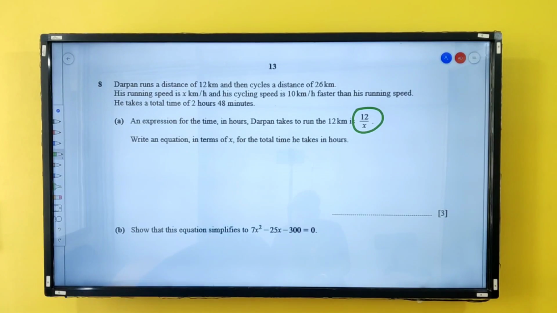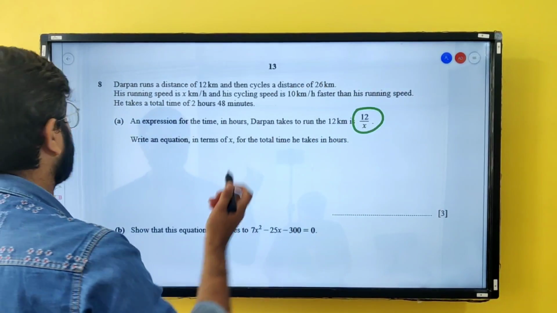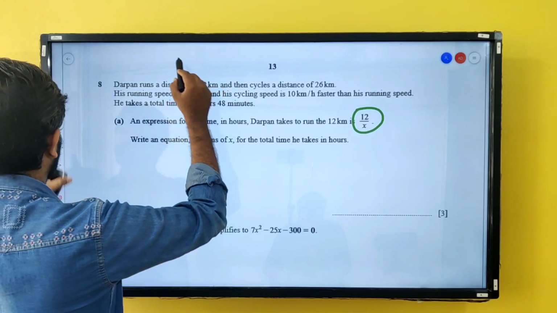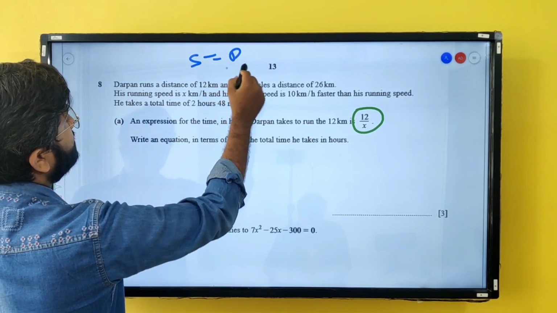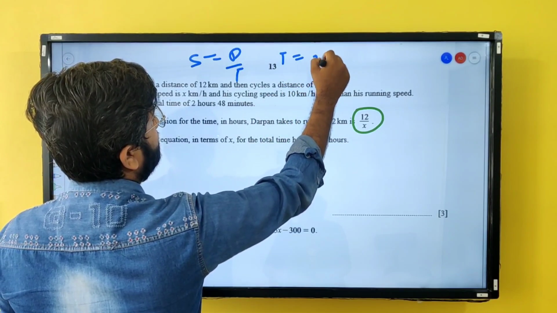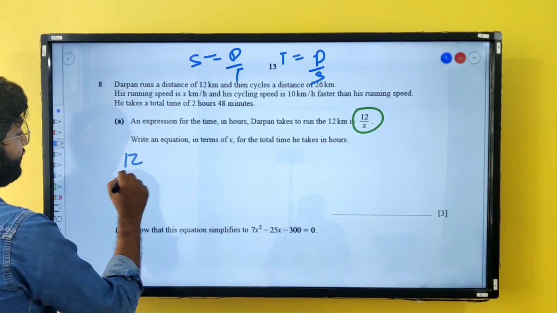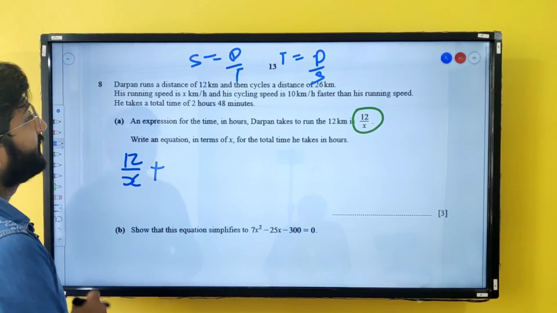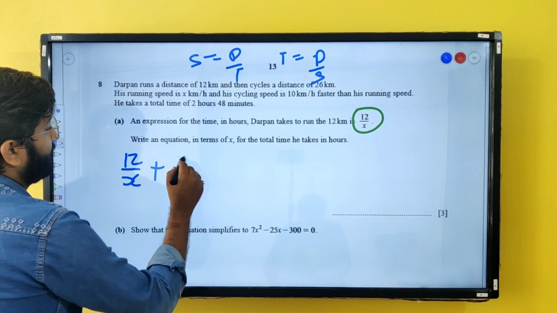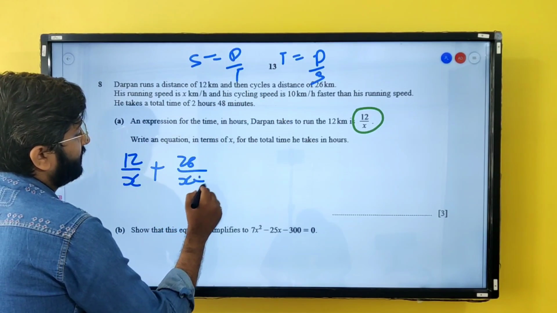So the total time is obviously going to be the time of running and the time of cycling. So we know speed is distance upon time and time is distance upon speed. So the time taken for running is 12 by x. The time taken for cycling is 26 upon x plus 10.